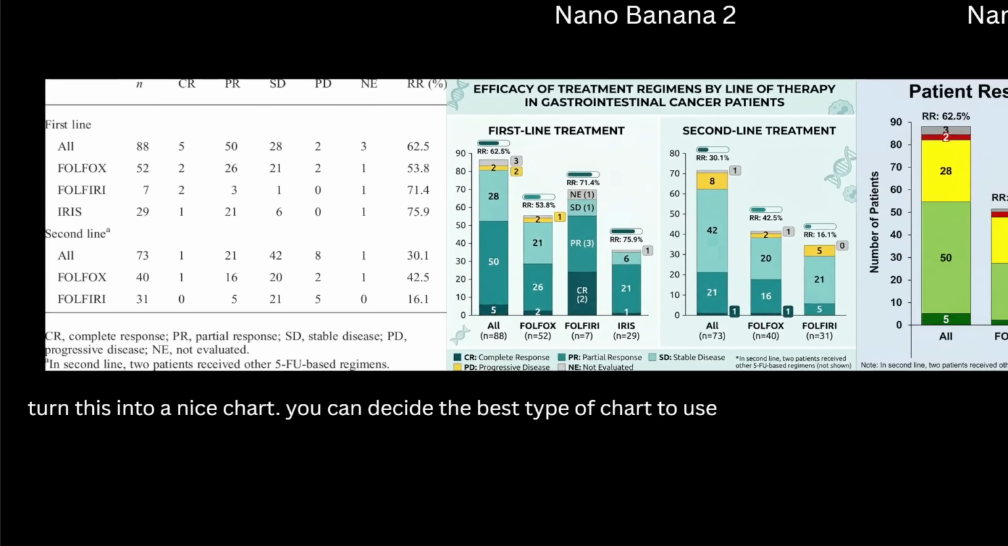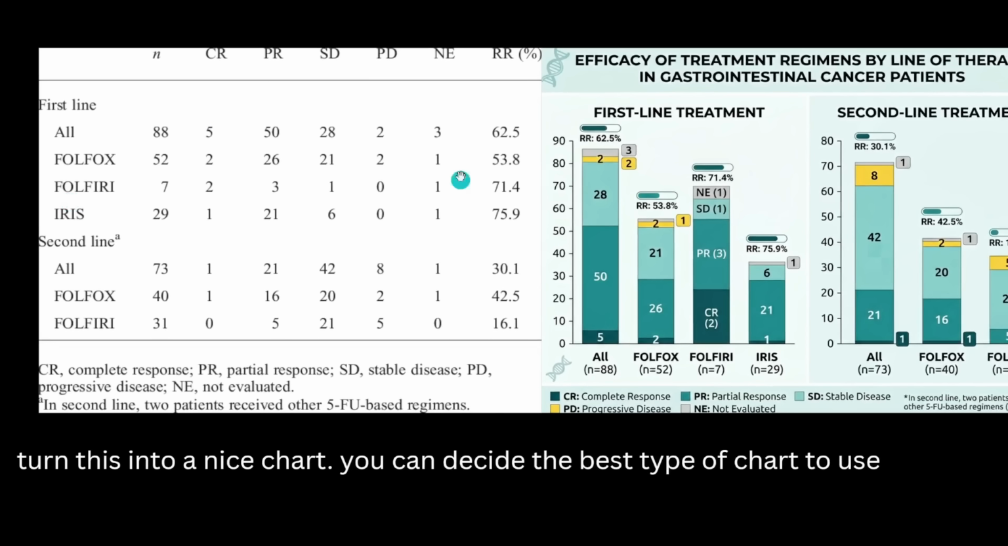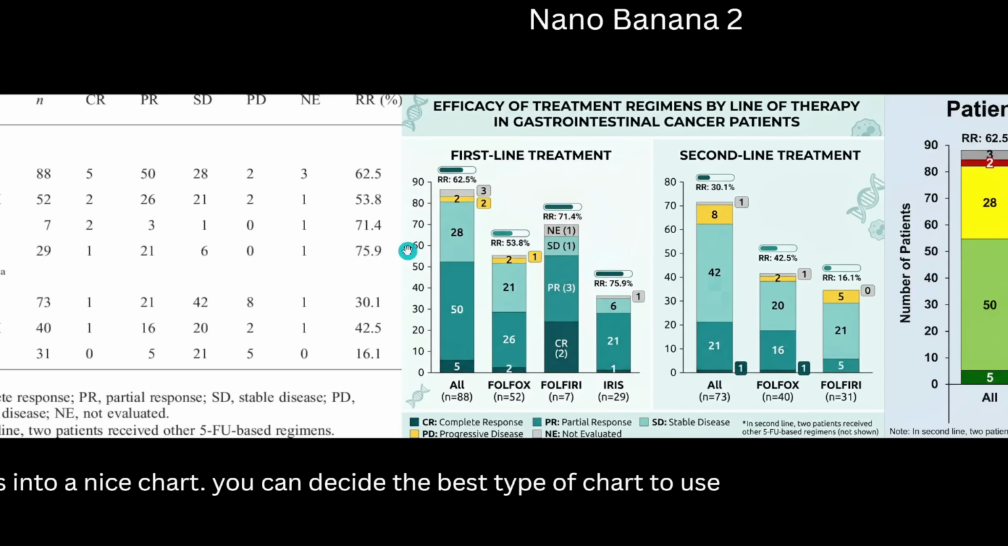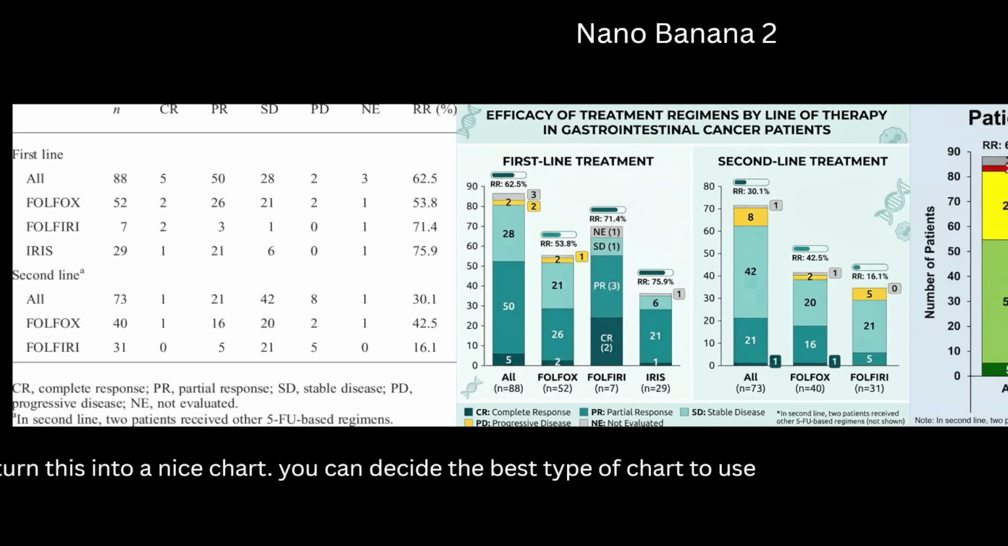Now, Nanobanana is also extremely good at converting data tables into charts. So for example, I can just upload this data table and then prompt it to turn it into a nice chart. You can decide the best type of chart to use. And here's what I got from Nanobanana 2. And the numbers are actually correct.